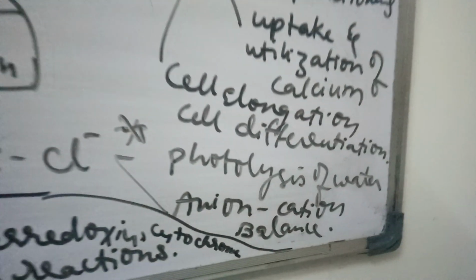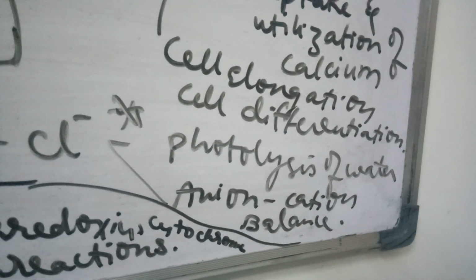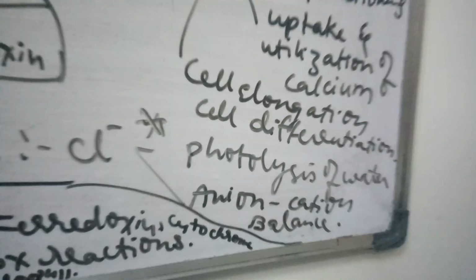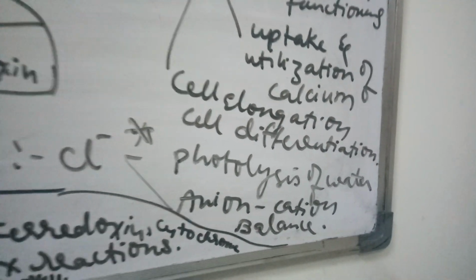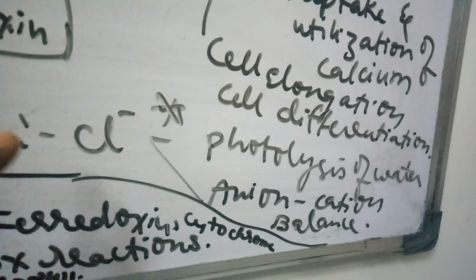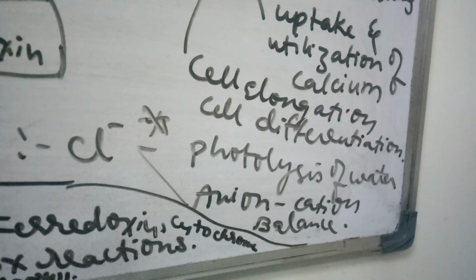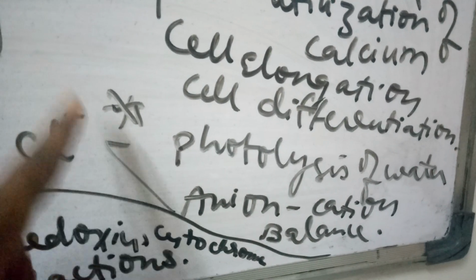Actually, two micronutrients are involved in photolysis of water: chlorine and manganese, along with one macronutrient, calcium. So the three important elements involved in photolysis of water are chlorine and manganese, which are micronutrients, and calcium, which is a macronutrient. One by one we will discuss. Chlorine is absorbed in the form of Cl- ion. This is a monovalent anion and it is involved in photolysis of water.